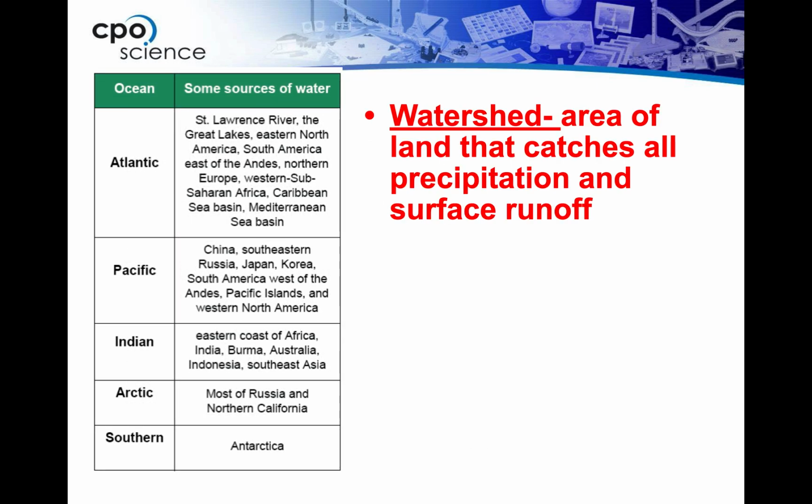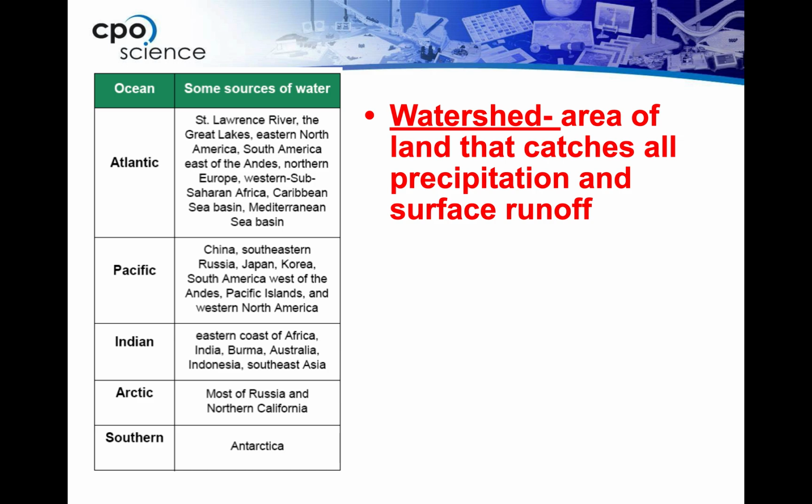Water also, when it flows to the ground, will flow into areas that we call watersheds. So areas of land that catch all precipitation and surface runoff are called watersheds. Now, watersheds can be something on a really small scale, and it can be something also on a really big scale. So if you look at these oceans that are listed on the slide here, the 5 major oceans, it talks about where the water comes from that goes into there.